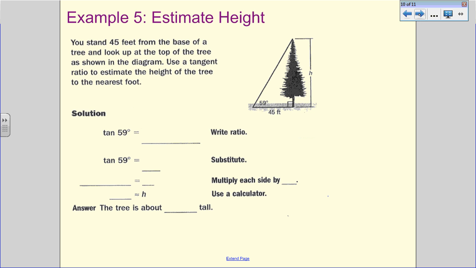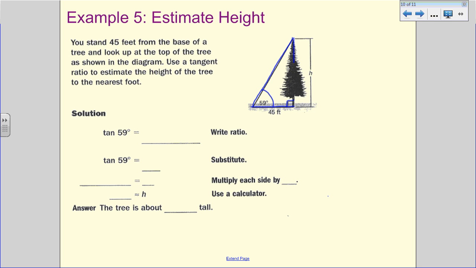All right, so now we get to actually see what we use these trig ratios for. We're going to use these to find objects that we can't measure. I can't measure a pine tree. I don't have enough ladders. I don't have a long enough ruler or yardstick or tape measure to measure those. But I stand 45 feet from the base of a tree, and we're assuming that this is a strong tree, so it stands straight, perpendicular to the ground, so it makes a 90-degree angle. And I look up to the tip top of that tree at a 59-degree angle.